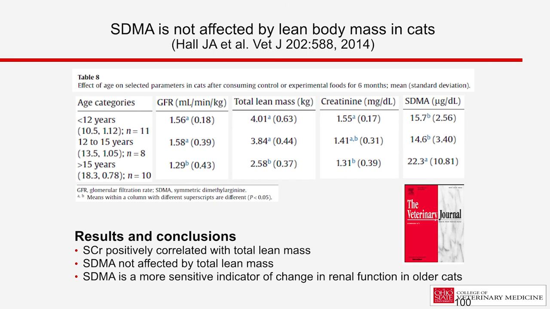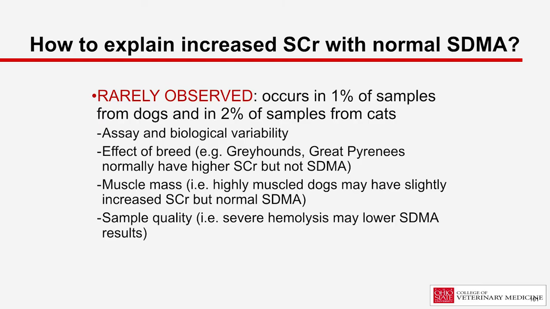But look at the SDMA. So the SDMA in the first 2 groups, again, is similar, but in this old group who lost lean body mass and the creatinine went down, the SDMA went up, just like it should, because it's not affected by lean body mass. So this is the third point I wanted to make about SDMA, and again, to me, something very important about it from usefulness diagnostically. It's not going to lie to you in old animals with decreased lean body mass.